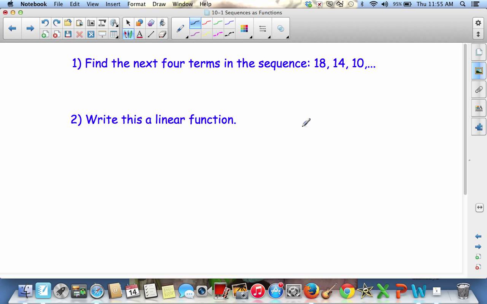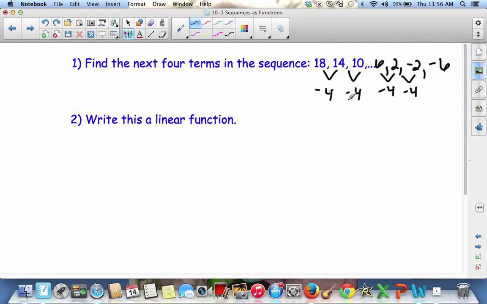Here's another example. Find the next 4 terms in the sequence. So the common difference is going to be a -4. So we could keep going with that. So we could have 6, 2, -2, and -6. So -4. Okay, and it works out there.